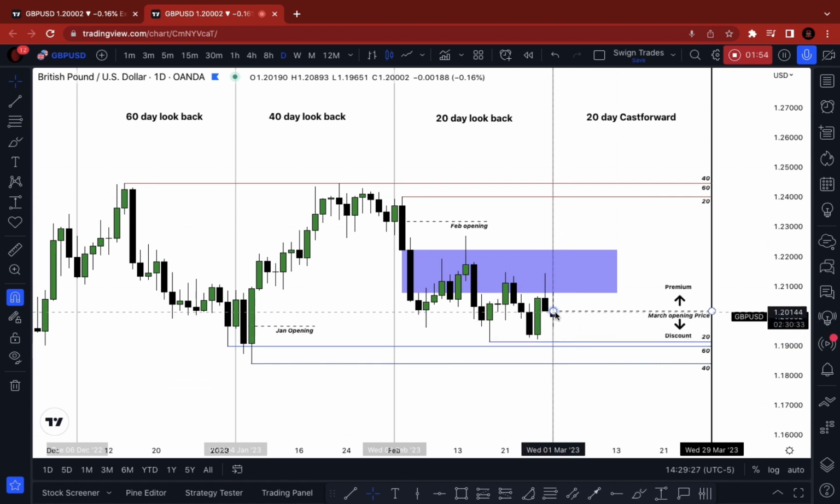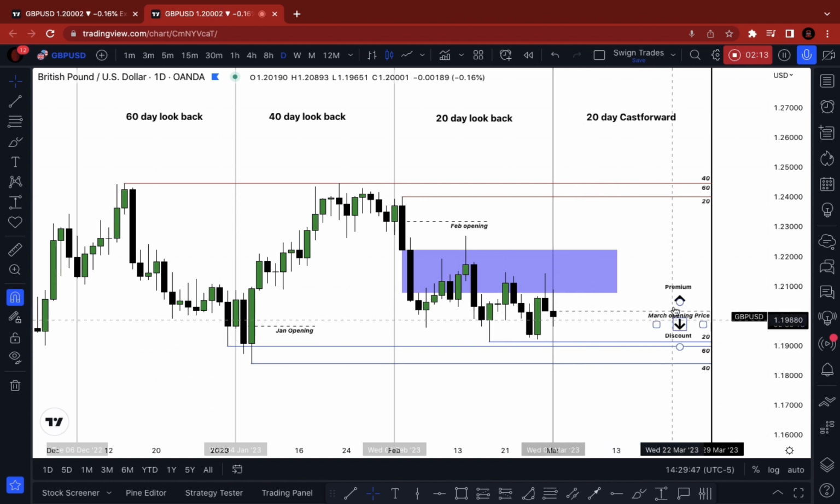After that, I come down to the monthly opening price. So March's opening price will be fair value. Any opening price to any candle is fair value, whether that's the daily opening price for the candle, the weekly candle opening price, the 4-hour, the hourly, 30-minute. The opening price is always going to be fair value.